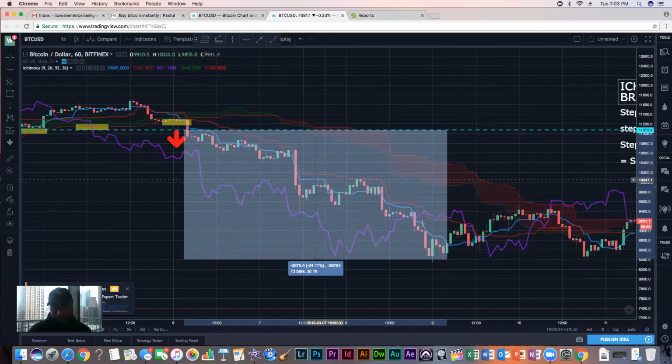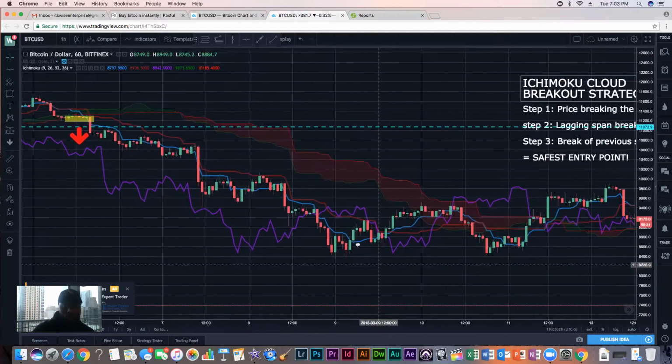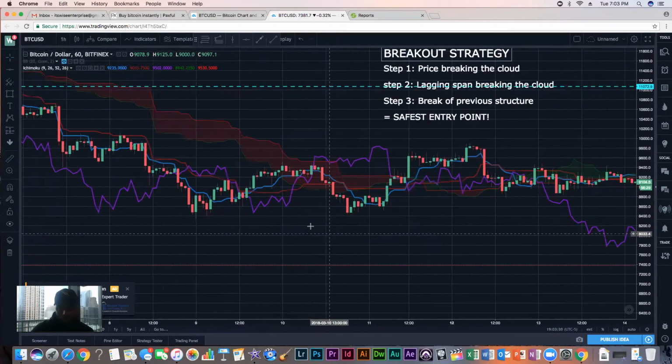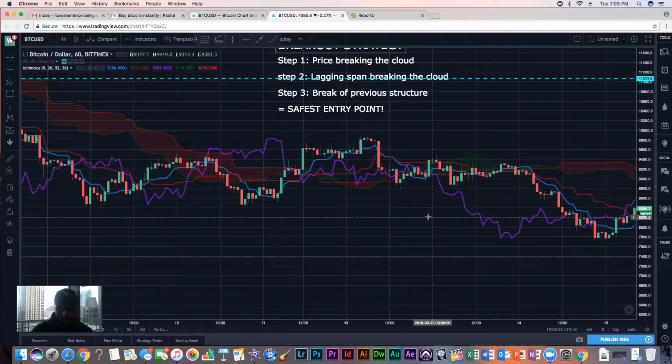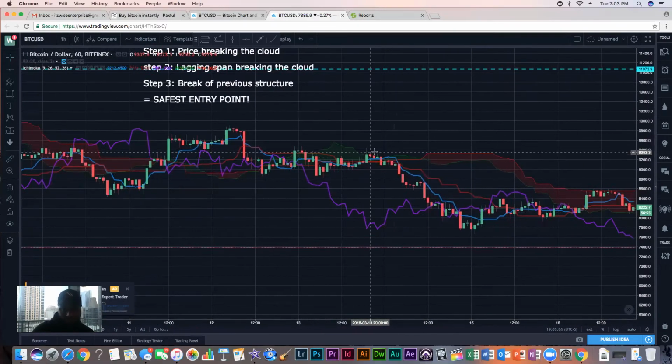Now, that's just one example. Let's go to another example. We'll take this smaller one right here. So you got a break out of the cloud right there, going down.